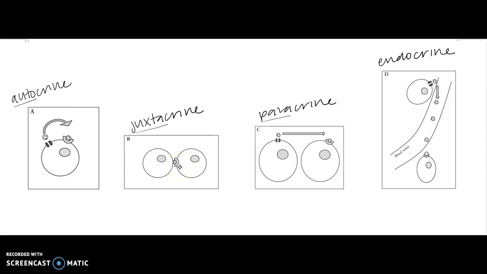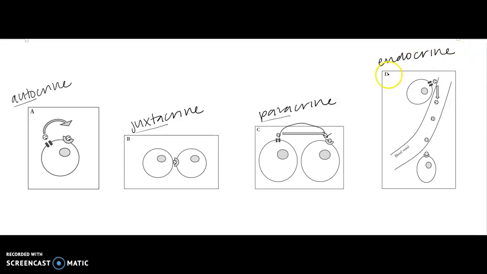Paracrine looks very similar to juxtacrine, but paracrine, nothing's touching. They're very, very close, para close, but they're not touching. This ligand is leaving the cell on the left and bonding with the cell on the right, and nothing is touching.